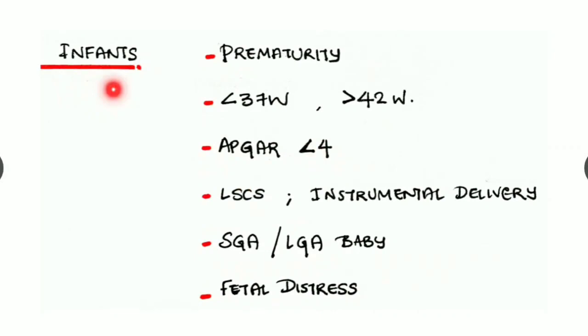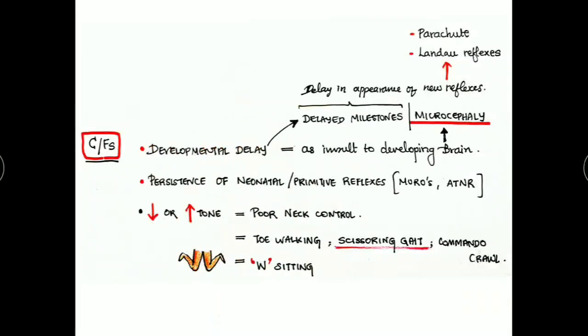And which are the higher risk factors in the infants? Prematurity and lesser gestational age, below 37 weeks, and more gestational age, more than 42 weeks, are risk factors. Apgar score less than 4, LSCS (lower segment cesarean section), and instrumental delivery, small for gestational age or large for gestational age babies, and even fetal distress are risk factors for developing cerebral palsy.